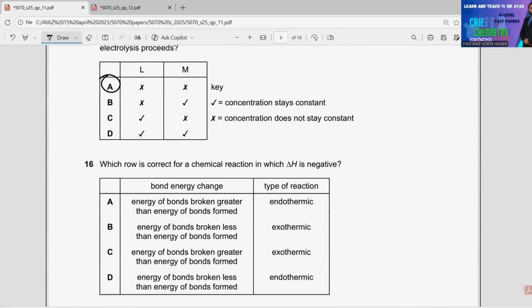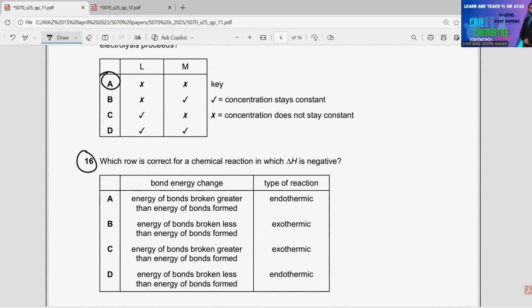Moving to next MCQ. Which row is correct for a chemical reaction in which delta H is negative? Delta H is negative means it must be exothermic. So type of reaction is exothermic. So either B is correct or C is correct. Both A and D are incorrect. No need to read the details.